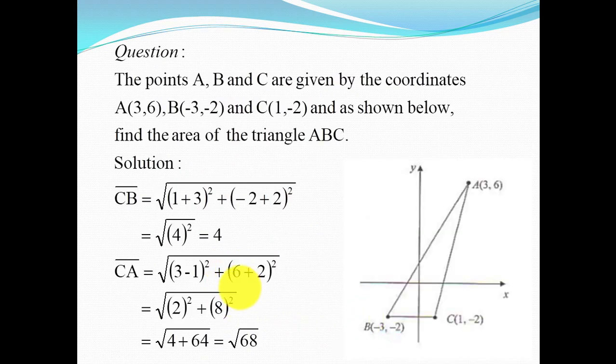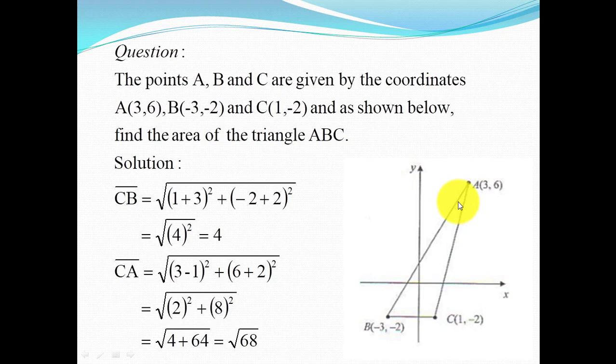Next we have a question: the points A, B, C are given by the coordinates shown below. Find the area of the triangle. What is given is just the vertex coordinates of the triangle, and we have to find its area.